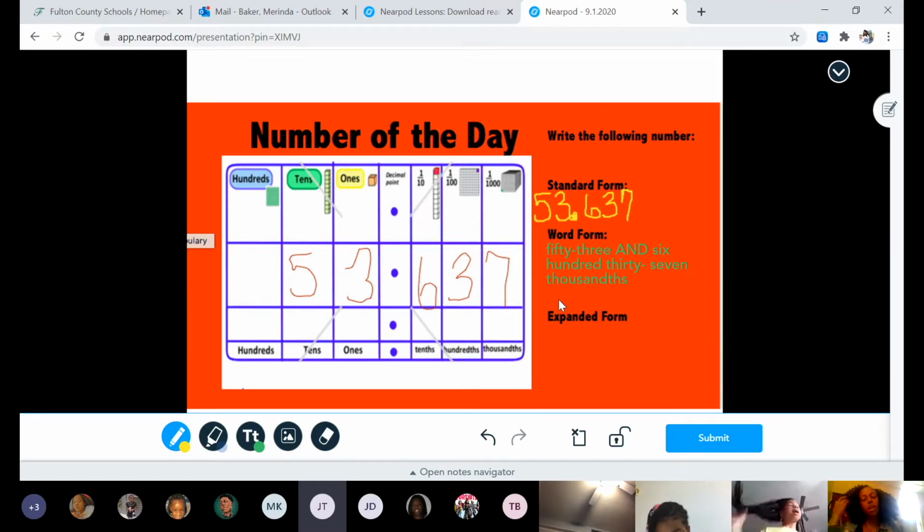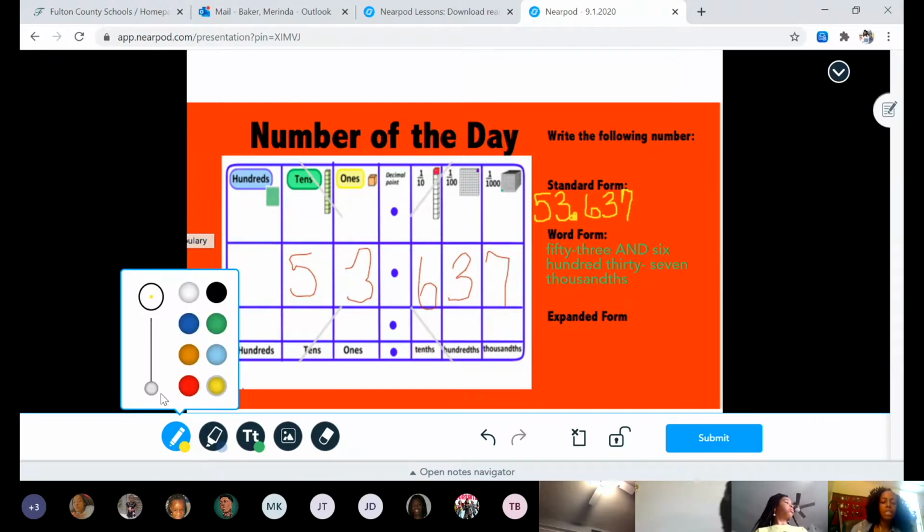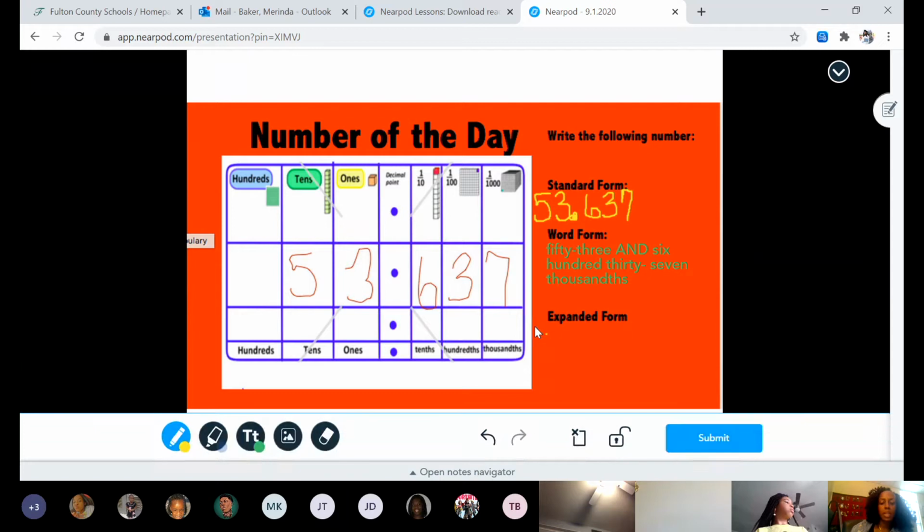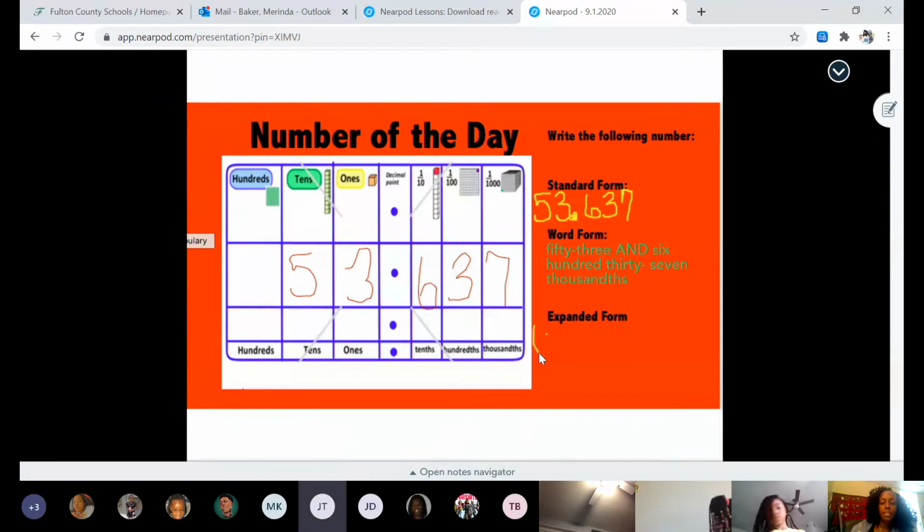Yeah. So starting with my 5 that's in the tens place. How much is that 5 worth? 50. So how would I write that as a multiplication problem to write it in expanded form?